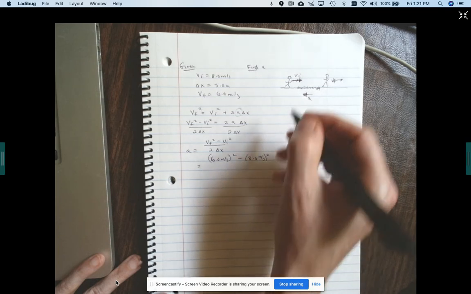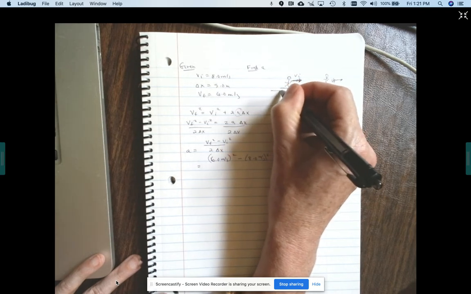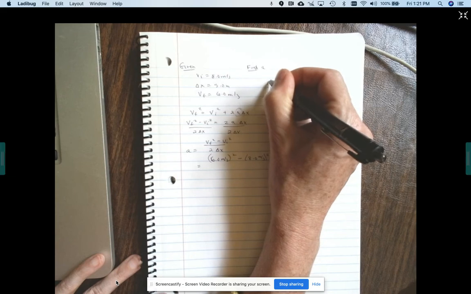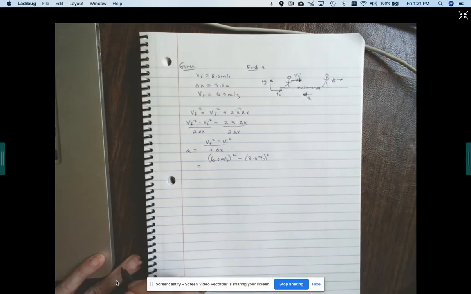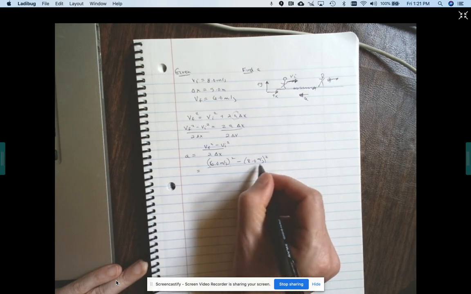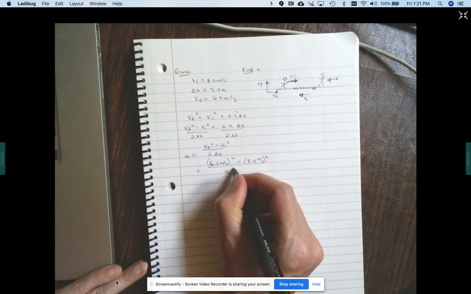Oops, I forgot to define my coordinate axis. So I'm saying this is my plus x, and that's my plus y. Okay, you guys should have told me about that. All right, so then I'm going to divide by 2 delta x, so 2 times 5 meters.